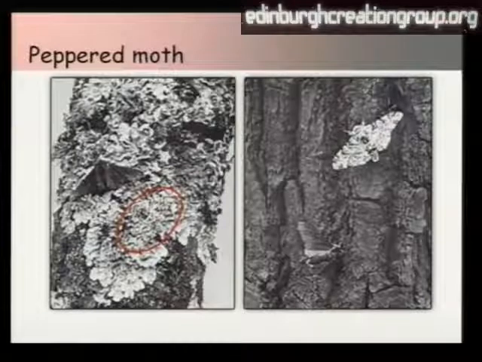And there's a selection for the dark form over the light form, so you get a change in distribution, a change in frequency of the two different forms, which can be interpreted as a change in gene frequency driven by natural selection.